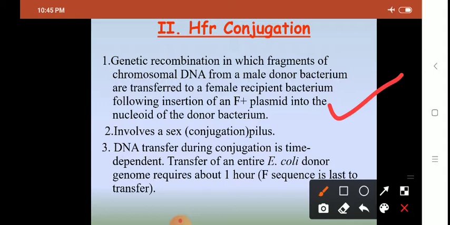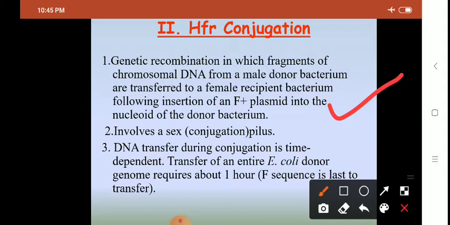So we say recombination takes place, and chances of recombination are very high. Of course, naturally, the DNA transfer takes place through the conjugation tube, which is formed because of the F factor. Now, if a complete strand of DNA of the donor is to reach the recipient cell, the time required is very long. So DNA transfer during conjugation, look at the third point: DNA transfer during conjugation is time dependent.